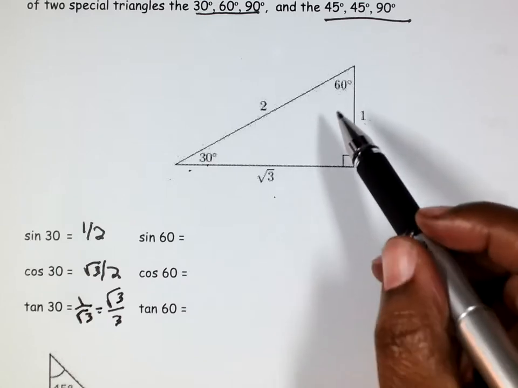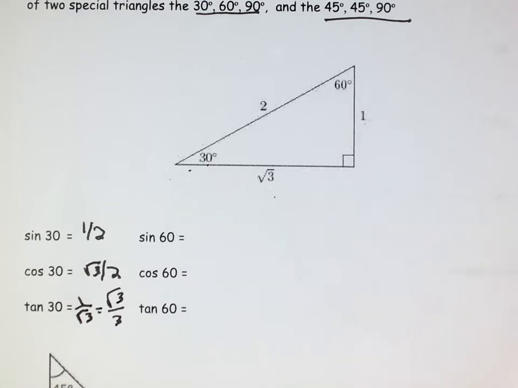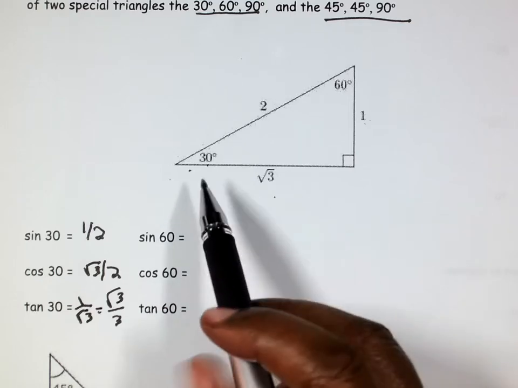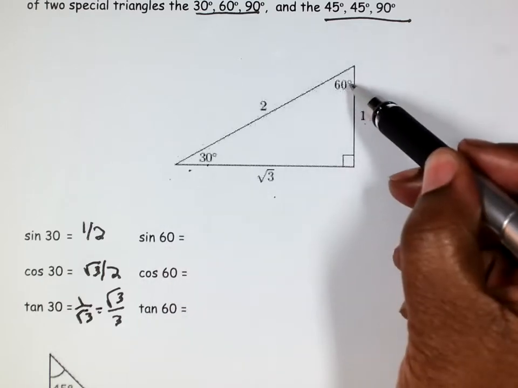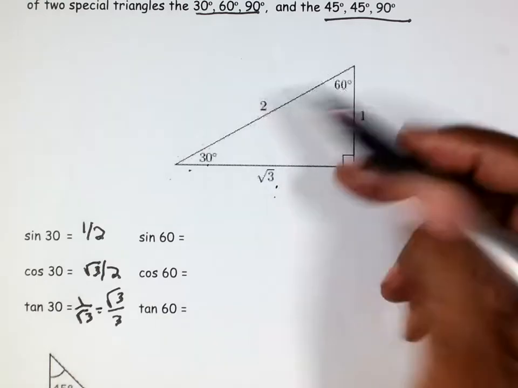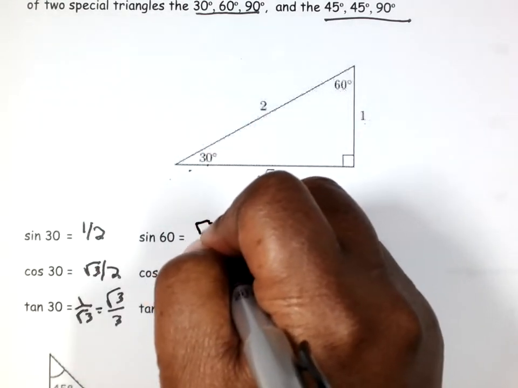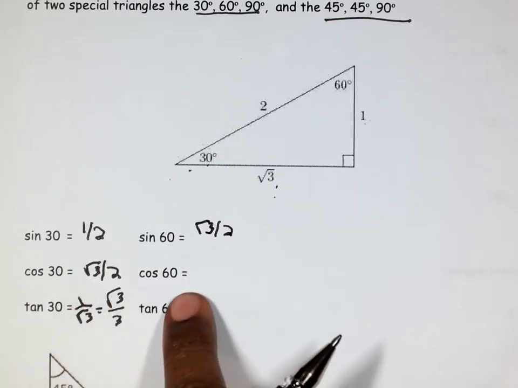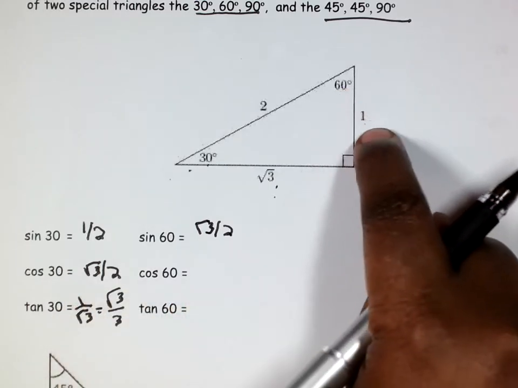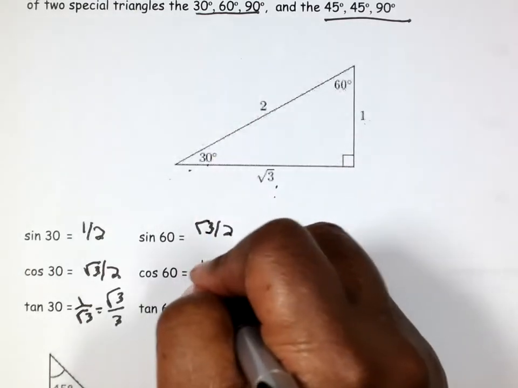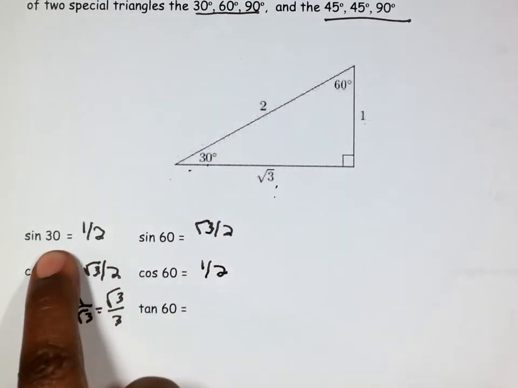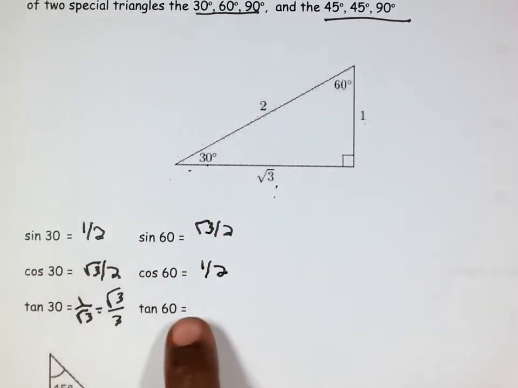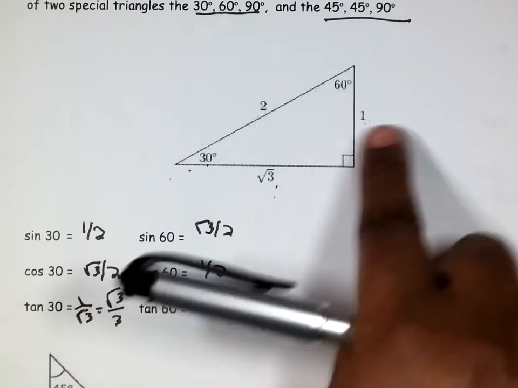Now the 60 degrees is built off the same triangle, so they're going to have the same values. They're just going to be in different positions. Sine of 60 is square root of 3 over 2, which is the same as the cosine of 30. Cosine of 60 is adjacent over hypotenuse, so 1/2, which again is the same as sine of 30. And then tangent of 60 is square root of 3 over 1.